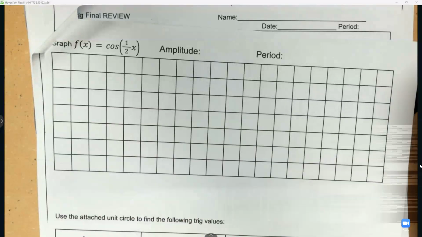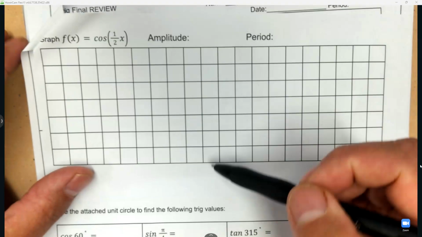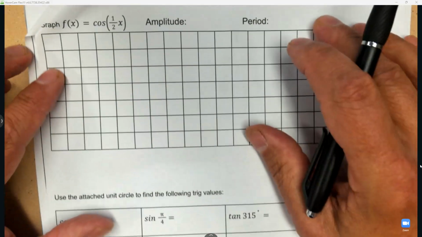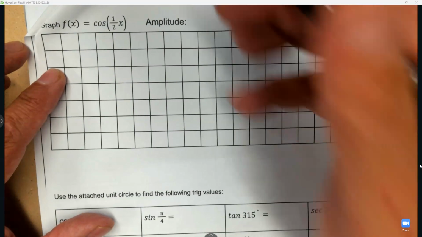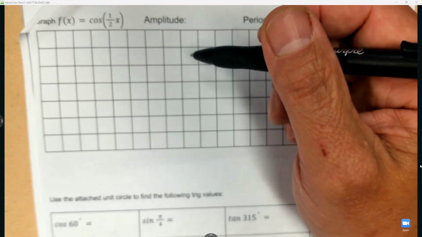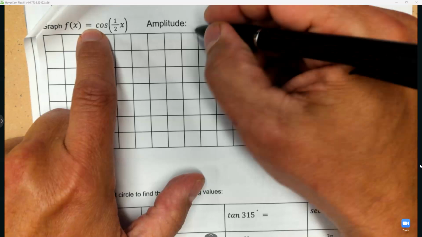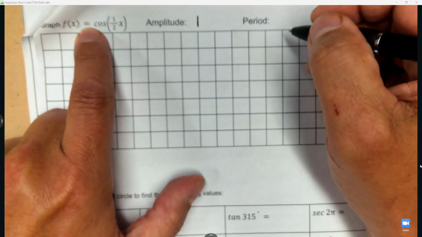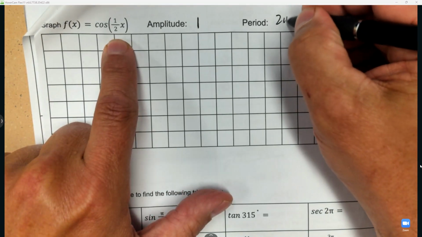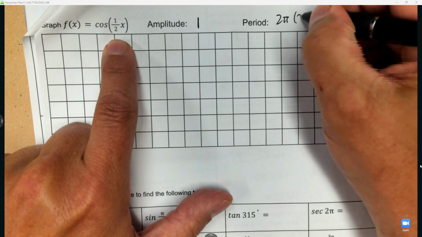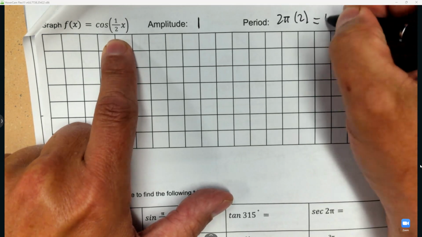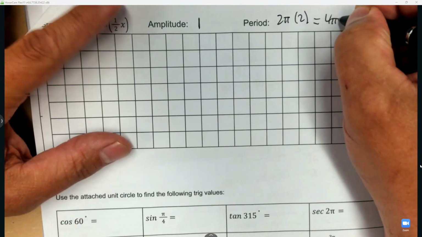All right, turn the page. We have one more graph. So take a moment and look at it. Amplitude. What happens when you don't see a number in front? What number don't you see that's multiplied in front? That's 1. That's the amplitude. And again, we're going to start with 2 pi. The inverse of 1/2 is to multiply times 2. So the period now is 4 pi.